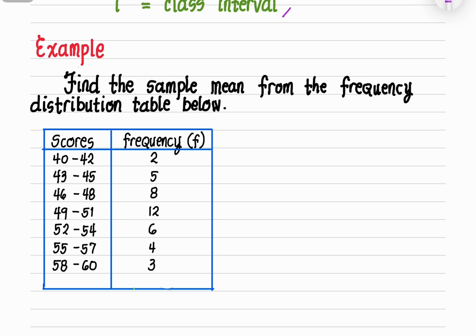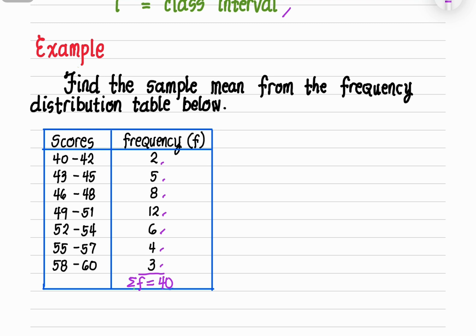Find the sample mean from the frequency distribution table below. So, ang unang gagawin natin dito, class, ay we need to get the summation of our f or the frequency. So, guys, kapag pinag-add lang natin to lahat, summation of f equals 2 plus 5, 7 plus 8, 15 plus 12, 27 plus 6, 33, plus 4, 37 plus 3, that is equal to 40. So, summation of f, that is equal to 40.